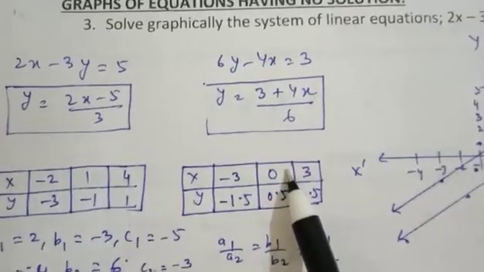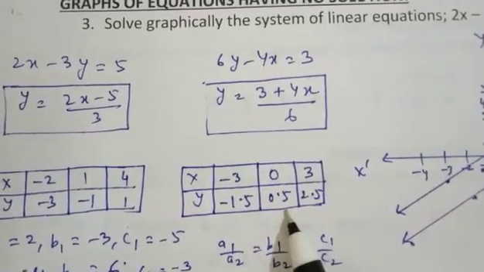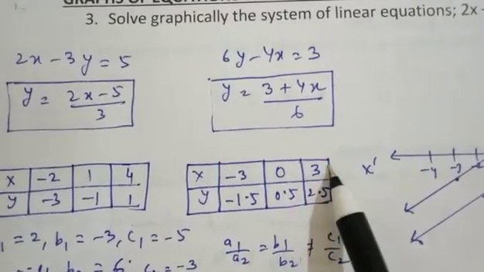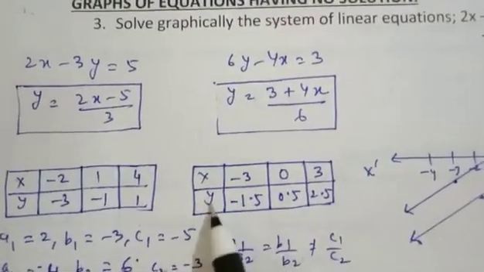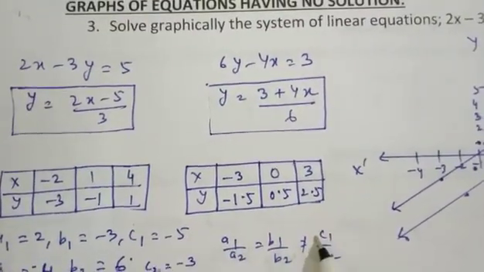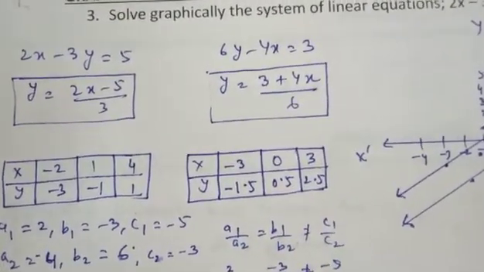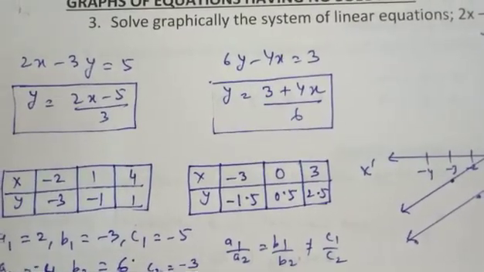So if I take the value of x as 0, y is coming to be 0.5. X as 3, then y is coming to be 2.5. So from this table we can come to the conclusion that the values of x and y can also come in decimals. That is not a big problem.